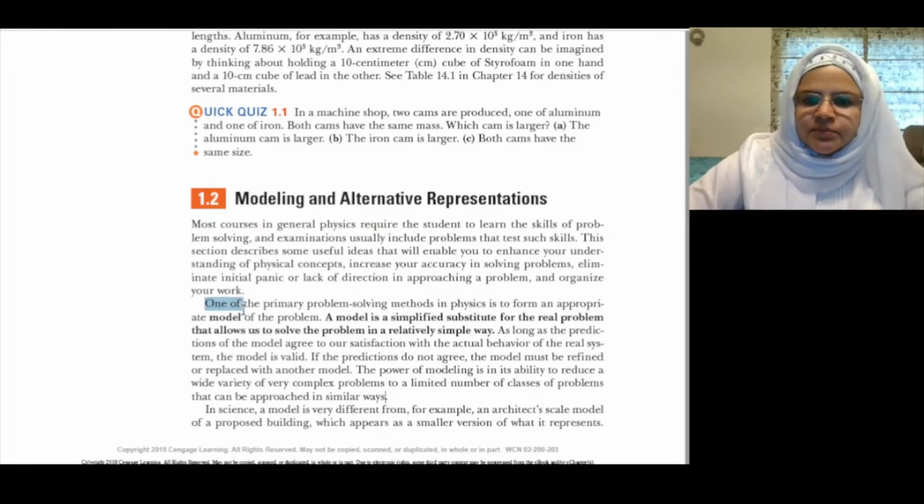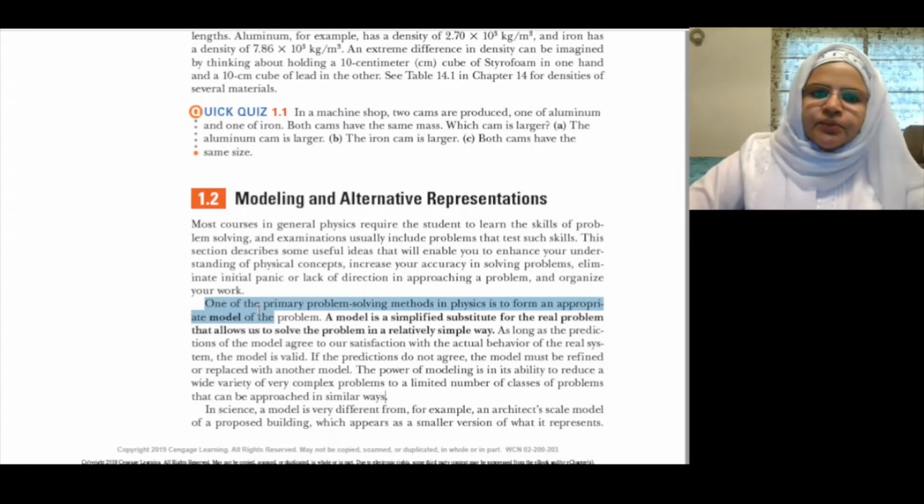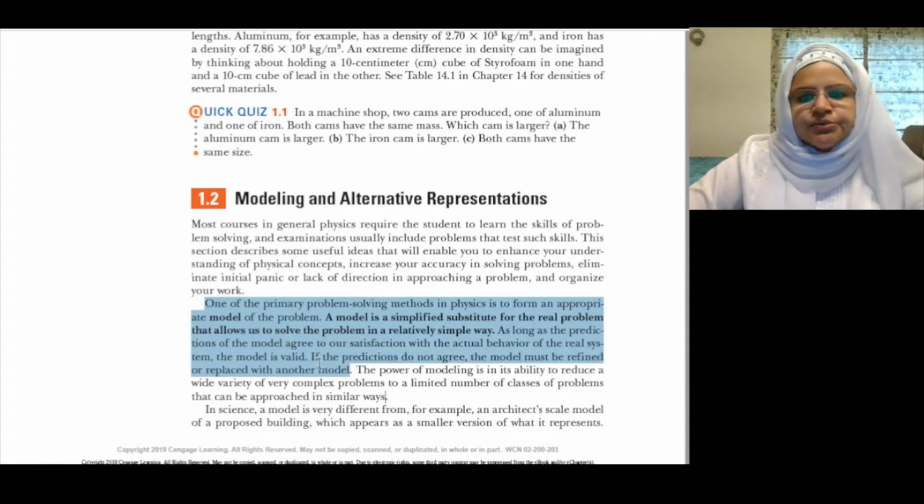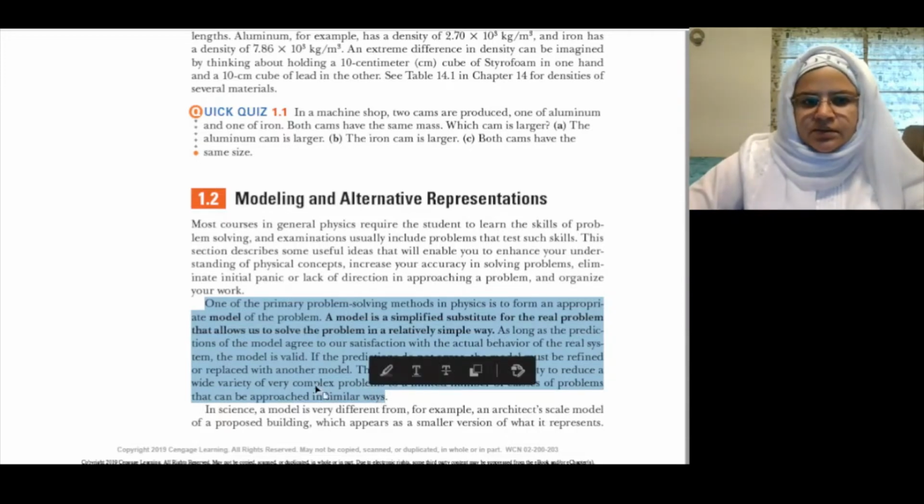One of the primary problem solving methods in physics is to form an appropriate model of the problem. A model is a simplified substitute for the real problem that allows us to solve the problem in a relatively simple way. As long as the predictions of the model agree to our satisfaction with the actual behavior of the real system, the model is valid. If the predictions do not agree, the model must be refined or replaced with another model. The power of modeling is in its ability to reduce a wide variety of very complex problems to a limited number of classes of problems that can be approached in similar ways.